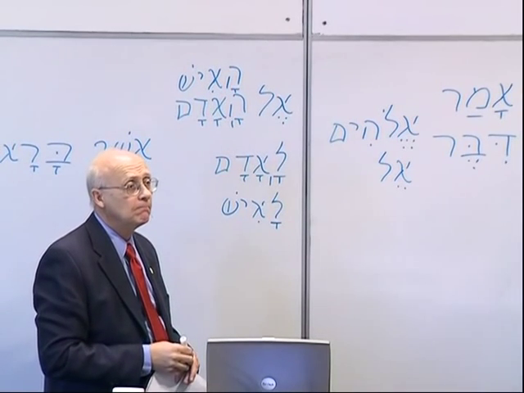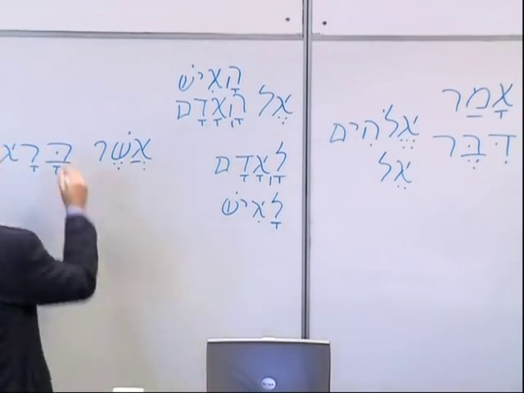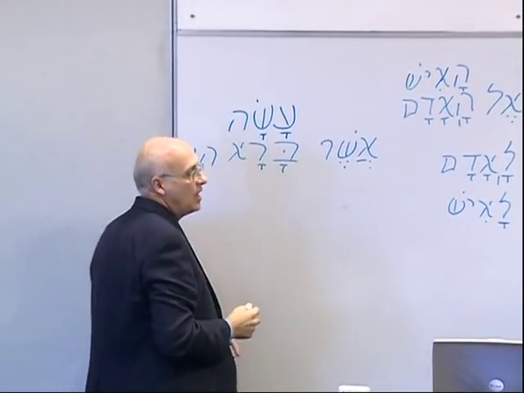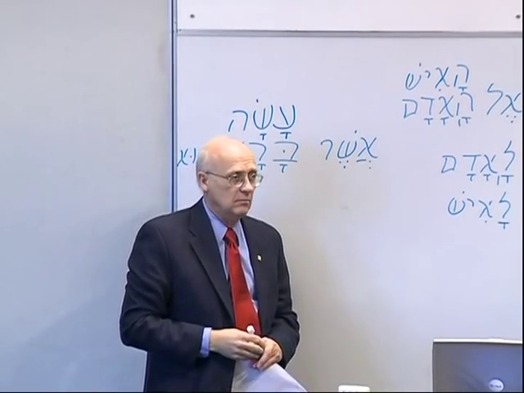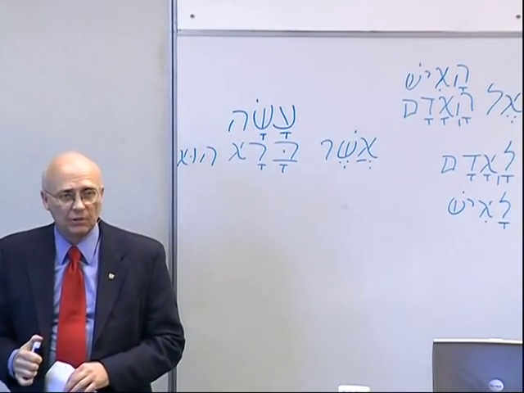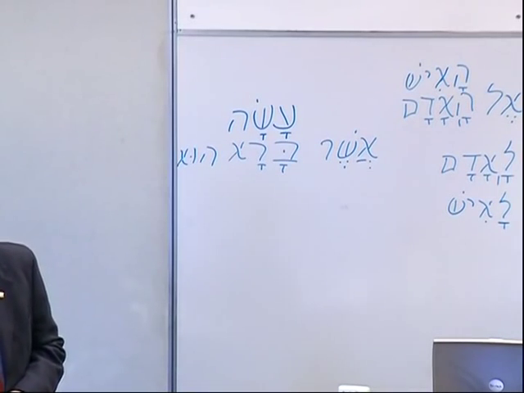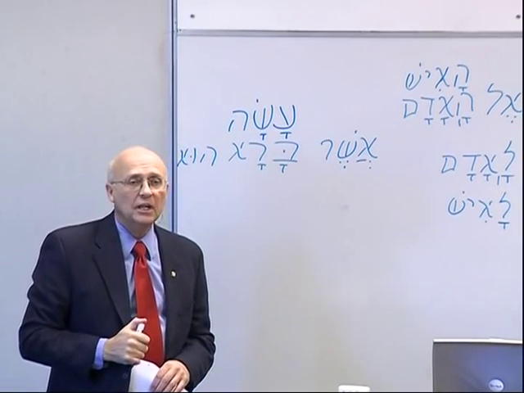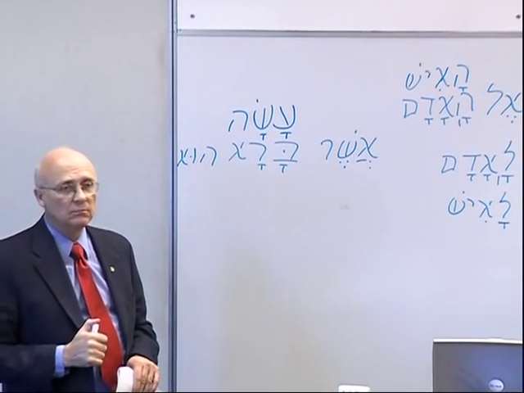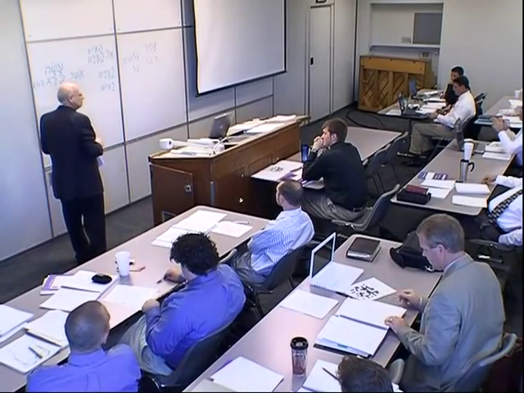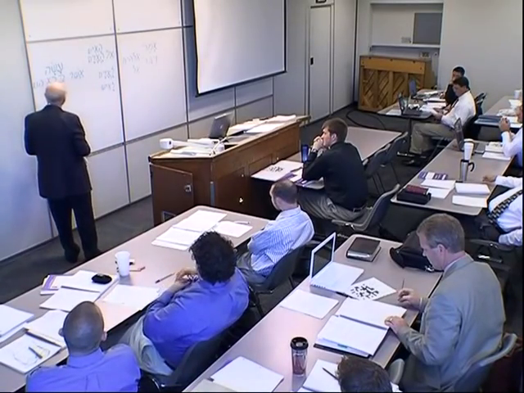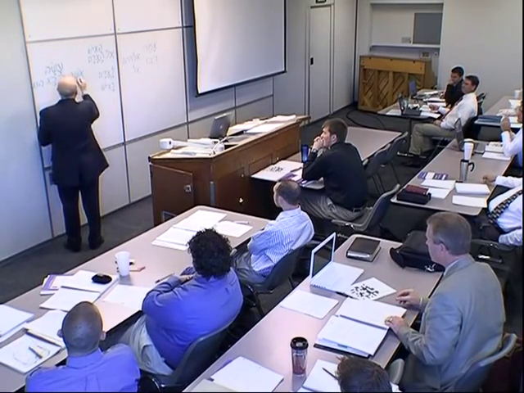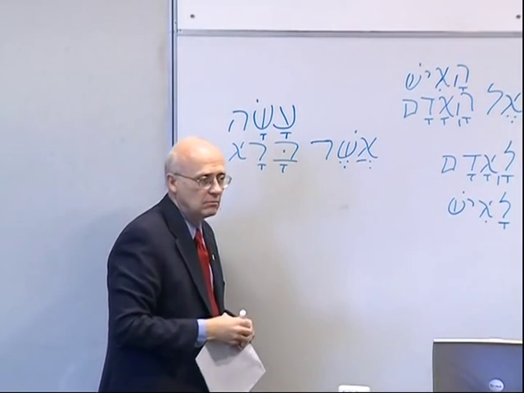Yes, Jan. Is yasa acceptable? Asa. Asa, I will accept, but asa is not the word for create. It's the word for make. I'll accept it. Tom. Clarification, bara is only used in the Old Testament in reference to God? Bara has only God as a subject in the Old Testament. Okay? Yes, Franz, go ahead. Can you turn the word order around, asher and bara? Can you do bara, asher? No, you cannot do asher after. Asher always goes first.